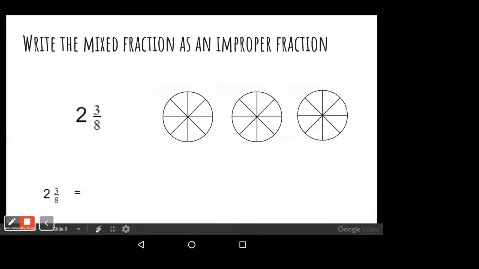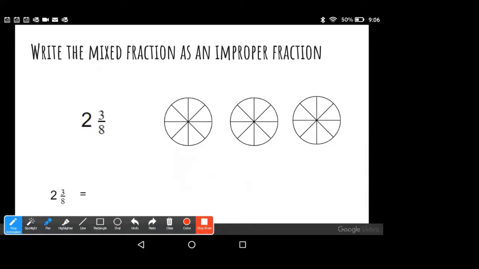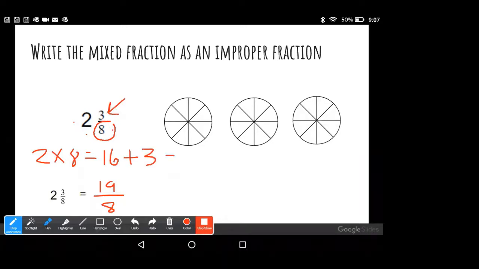Okay, 2 and 3/8. So let's think about it in our head for a second. Let's not do the picture this time right away. The thing I just told you, you can do 8 times 2 is 16, plus 3 is 19. And so your answer would be 19/8. If that totally confused you, think about it this way. The denominator is going to stay 8. So if you have 2 wholes, that's 2 times 8 is 16. Plus you have an additional 3 pieces. So plus 3 gives you 19. And then you put it over the denominator that you've been using the whole time.